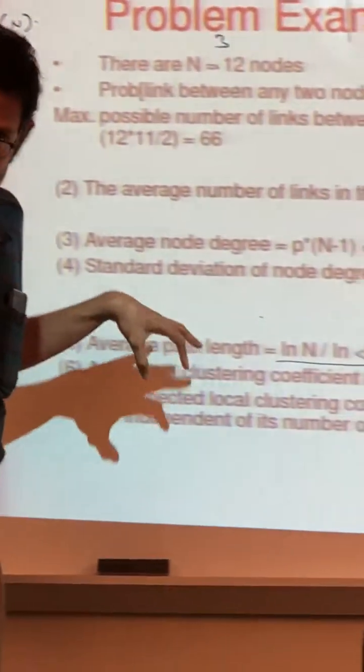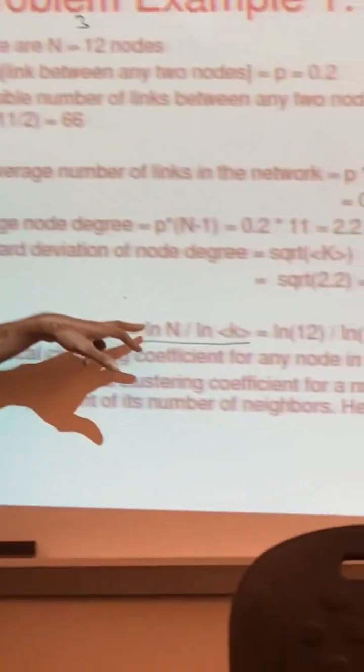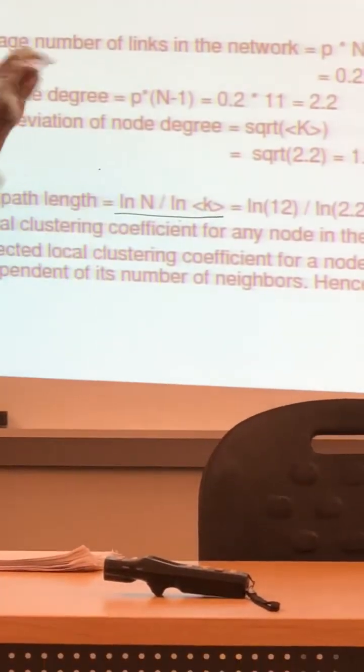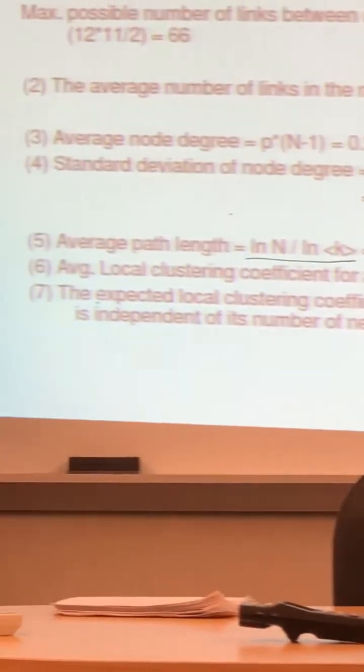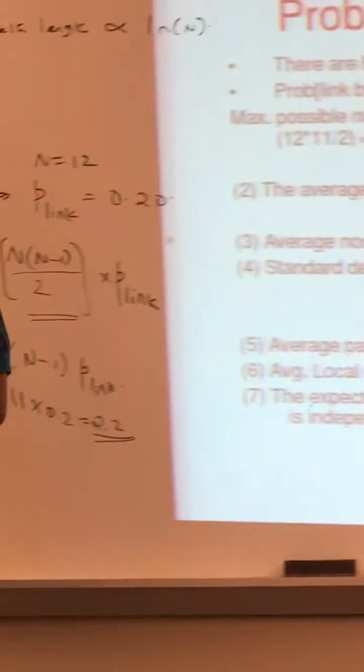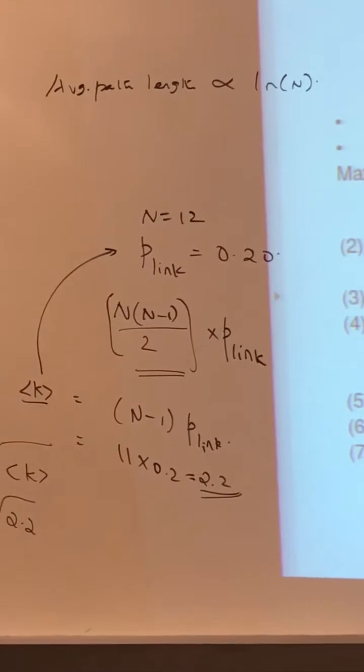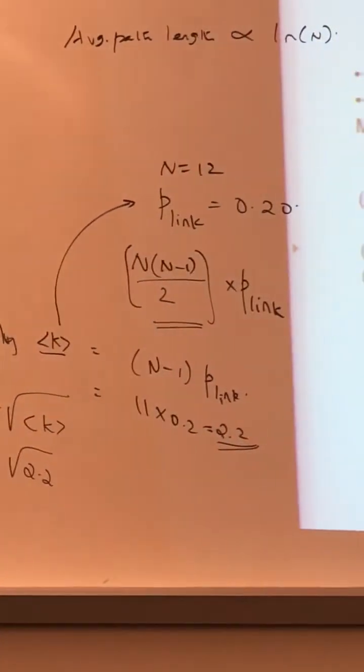So random networks also exhibit small world property because according to this formula, the average path length is log n divided by log average degree. So because of this, random networks generated according to the ER model are considered to exhibit small world property.